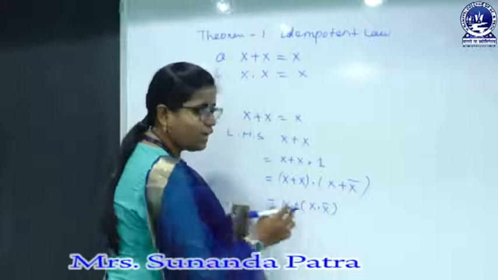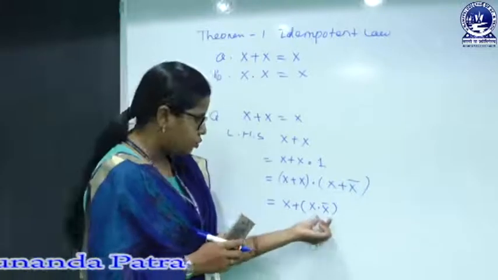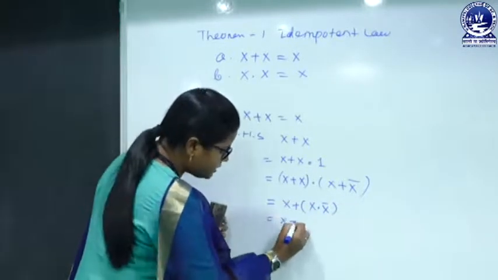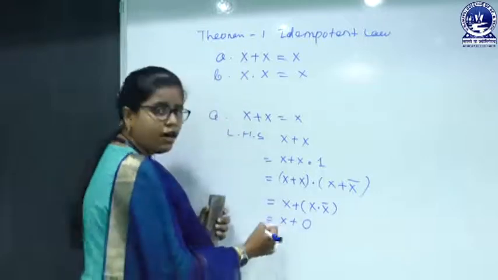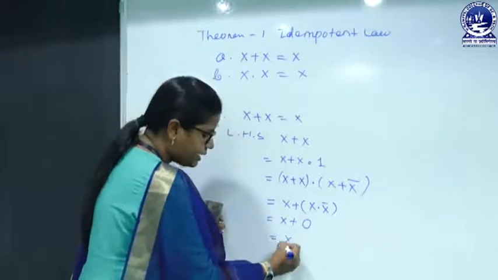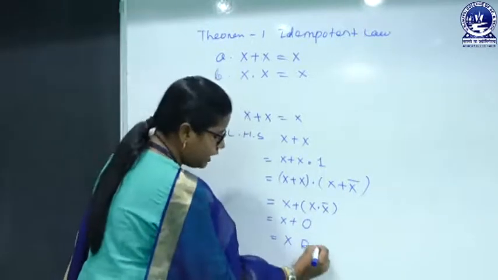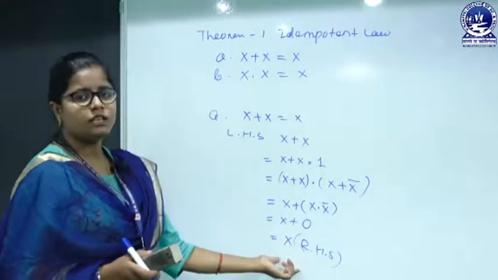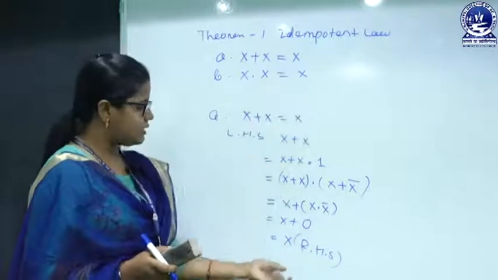So x into x complement is what? That is also the AND law. So x into x complement is equal to 0. So now x plus 0 equals what? x. So here is the RHS. The left hand side x plus x is proved to be the same as the RHS, that is x.